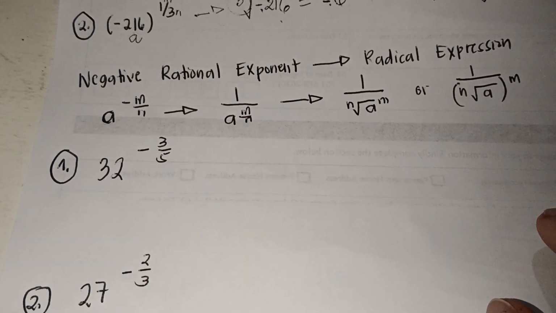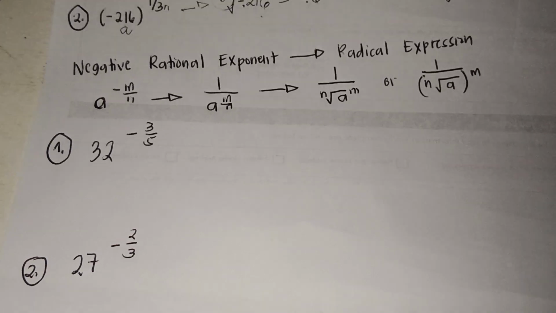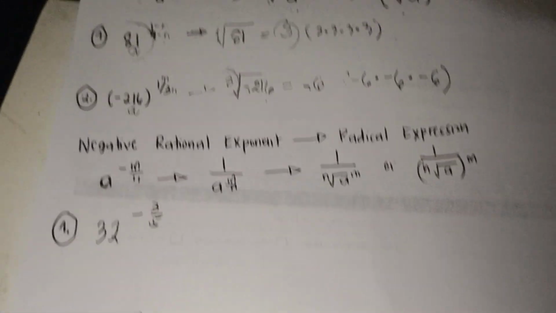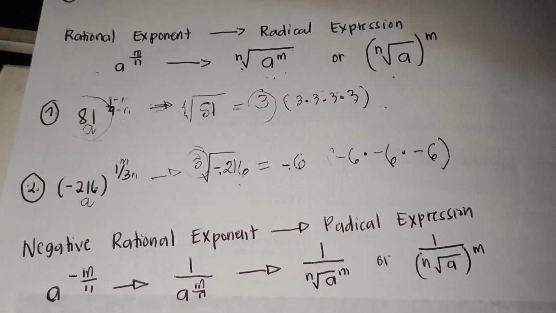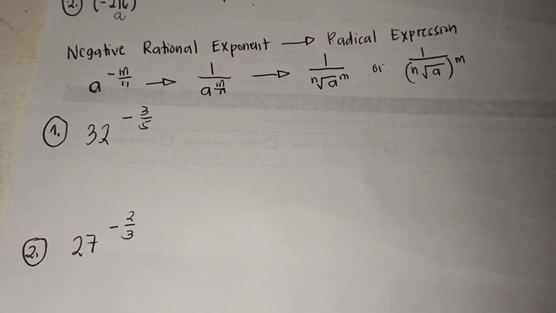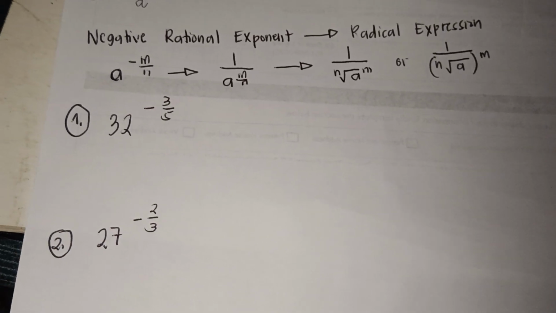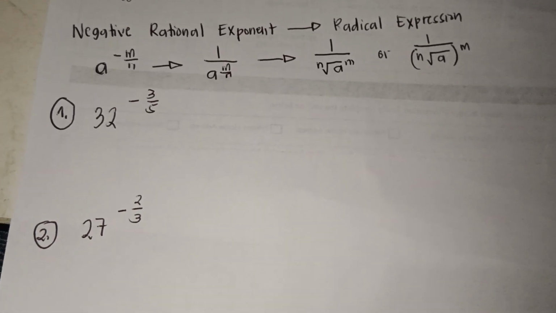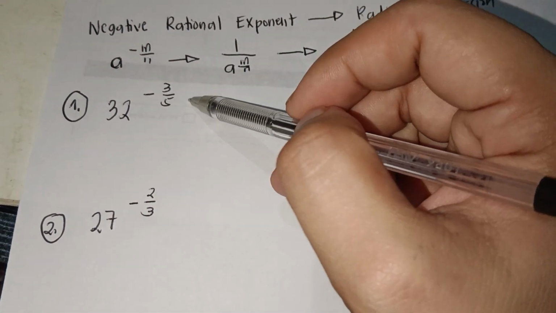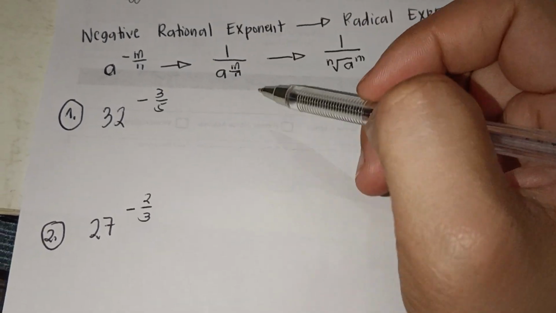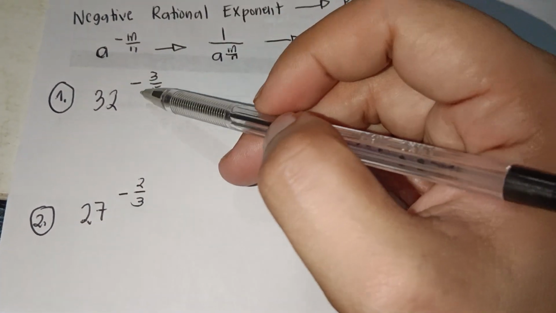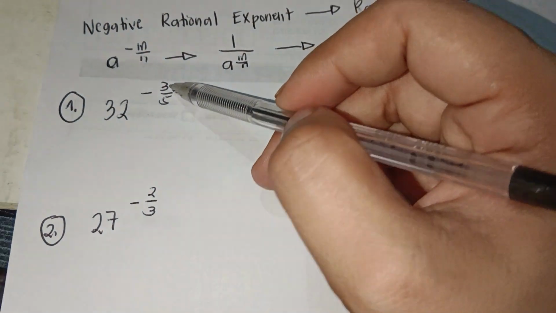Next po, this one is the last, the negative rational exponent, which we're going to rewrite in radical expression po. So same lang naman po sila ni rational exponent to radical expression. It's just that bawal po kasi magkaroon ng negative sign sa exponent natin. Kaya nga po, we have the law of negative exponent wherein we get the reciprocal. So hanapin po natin yung reciprocal muna before we rewrite it in radical expression po. So we have the first example, 32 raised to negative 3 over 5th.